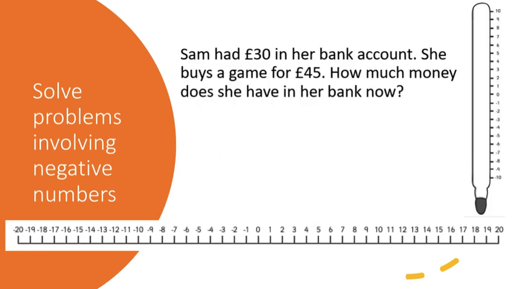Okay, our next problem. Sam had £30 in her bank account. She buys a game for £45. How much does she have in her bank now? Well, the game's more expensive than the money she has in her account. So first of all, I don't think Sam should buy the game right now, but she's chosen to. Maybe she's being paid tomorrow, you never know. How much money does she have in her bank now? See if you can figure it out.